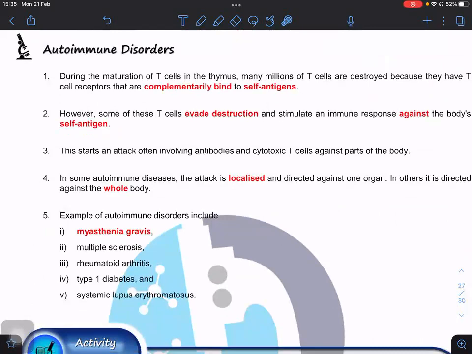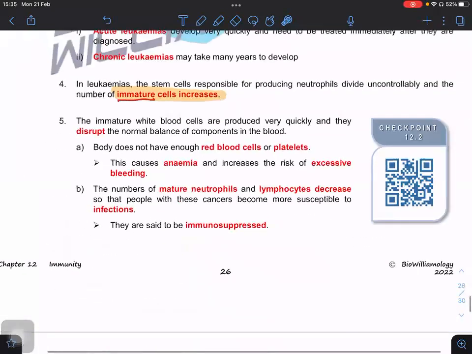So let me stop the recording. So that's all for the white blood cell count.